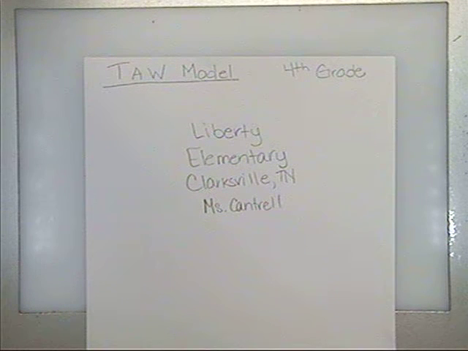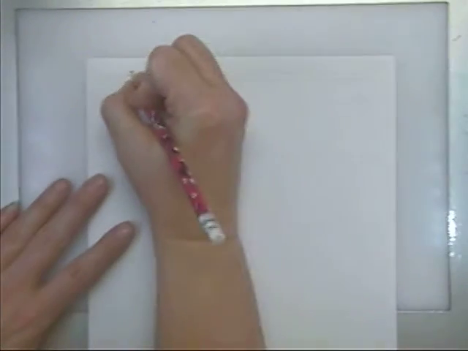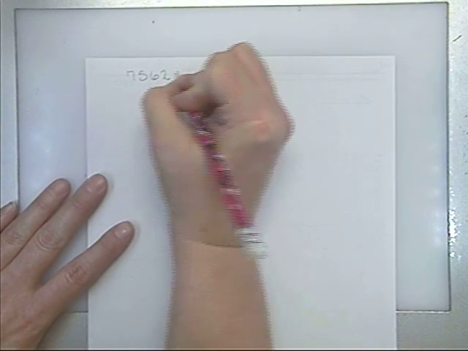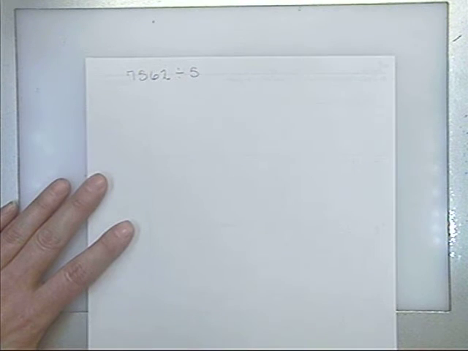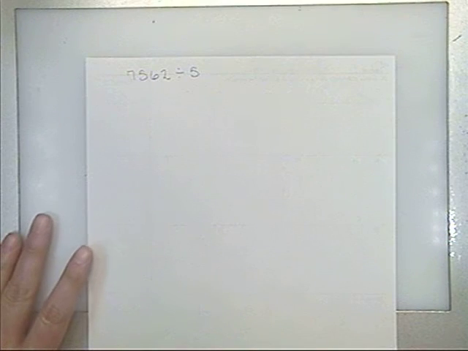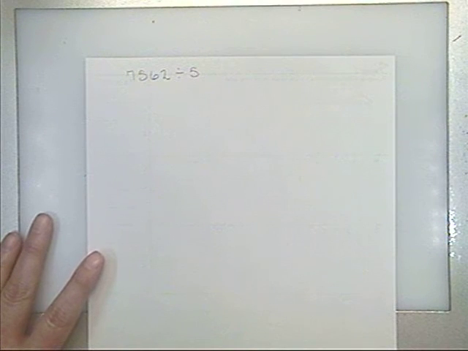Today I'm going to show you how to solve a division problem using the TAW model. The TAW model is a strategy used in Common Core to help students understand conceptually why and how to divide large numbers. Let's start with the problem 7,562 divided by 5. Traditionally, you may have been taught to put that into a traditional algorithm.